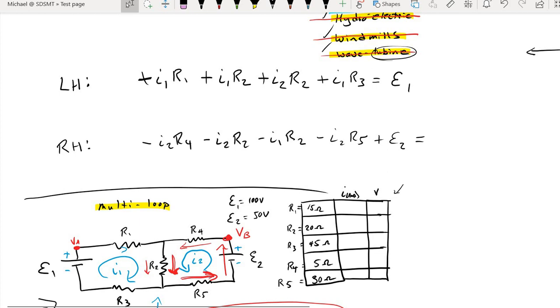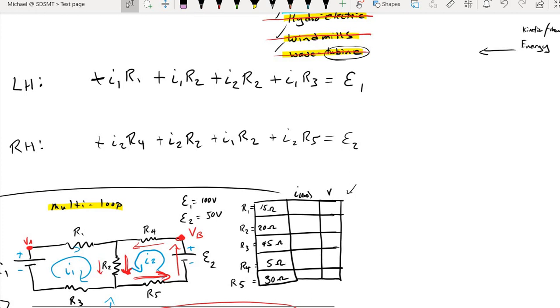And again, I don't like all those minus signs, so I'm going to go ahead and move all of those current terms over to the other side of the equality. And we'll do this quick little shuffle again. Plus, plus, plus, plus. So now we have two equations with two unknowns.